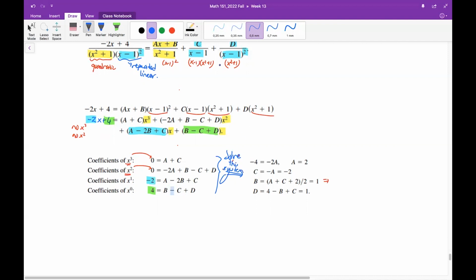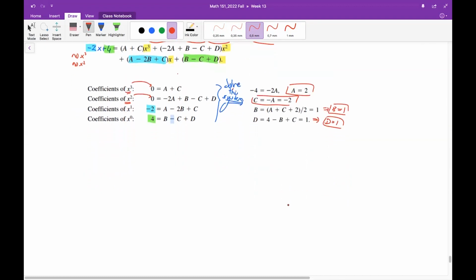Okay, the coefficients are solved as, after solving the system, A is 2, C is solved as -2. From here, you see that B is solved as 1, and D is also 1, okay? I won't go into details about how to solve this system. You can just try to eliminate variables till you solve each of them. Okay, next. Next is the integral part.